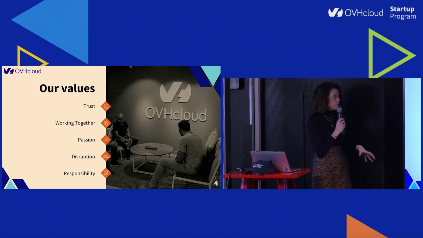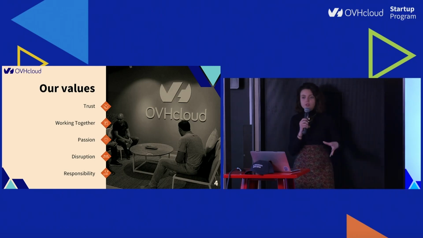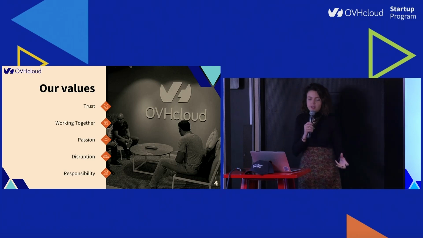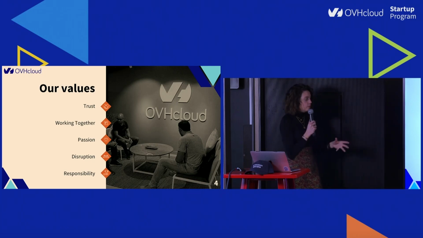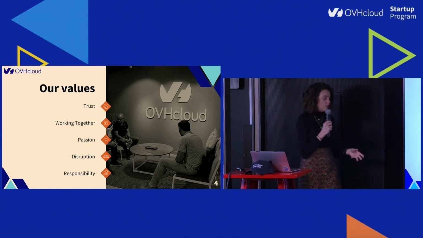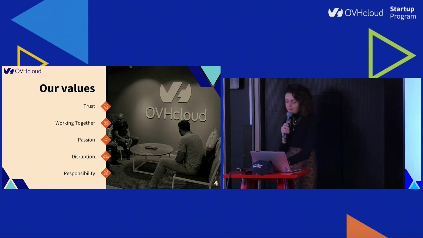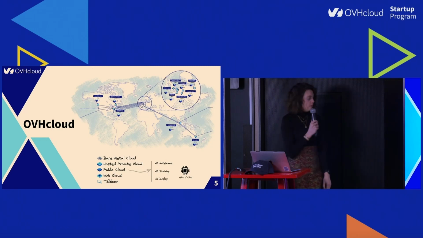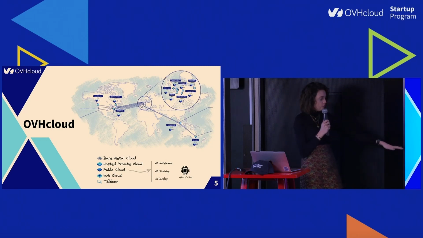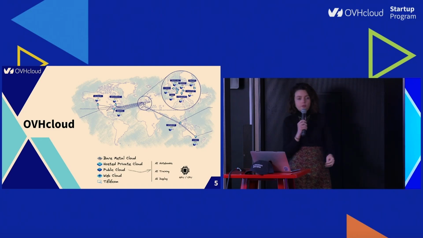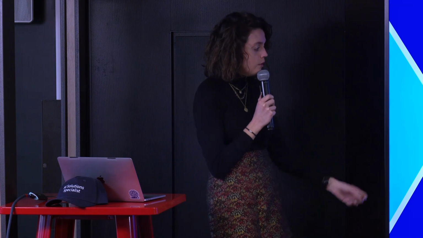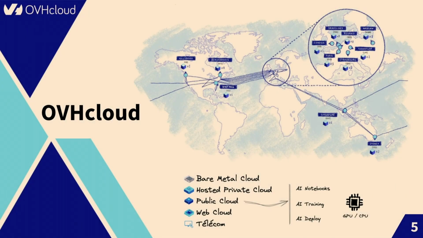Concerning our values, the first one is trust, because we trust in each other and we would like to have a trusted cloud. We are also working together with patience, disruption, and of course, responsibility. Today, we're going to talk about the public cloud offers, and to be more precise, the AI offers, but we have other products that you can see here, and you can check on our website what you want to do. Concerning the location, we are in France, in Europe, but also all over the world.